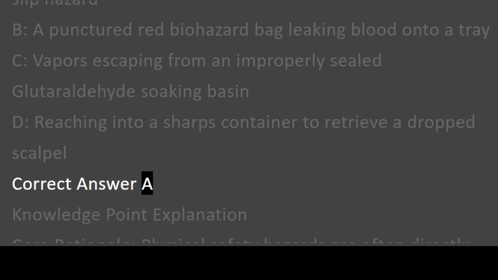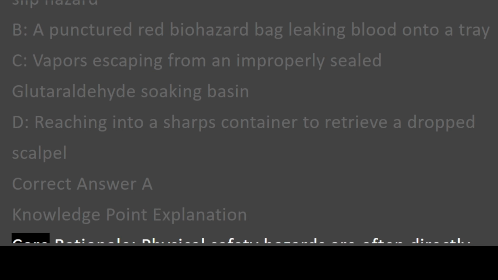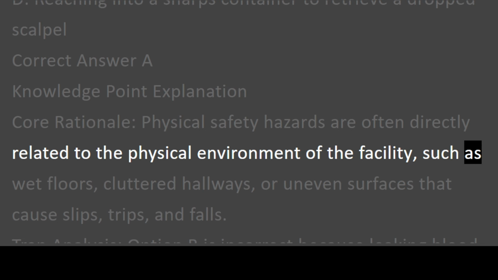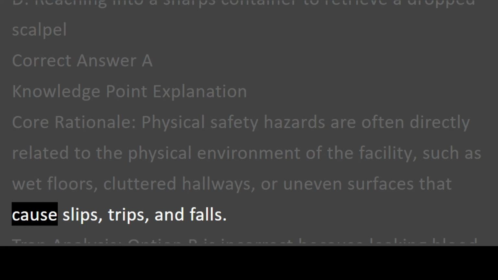Correct answer A. Knowledge point explanation. Core rationale. Physical safety hazards are often directly related to the physical environment of the facility, such as wet floors, cluttered hallways, or uneven surfaces that cause slips, trips, and falls.